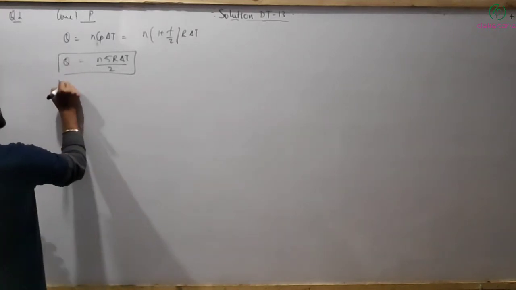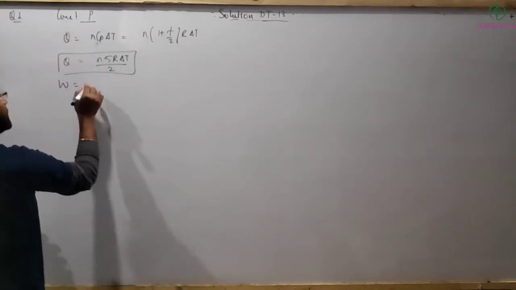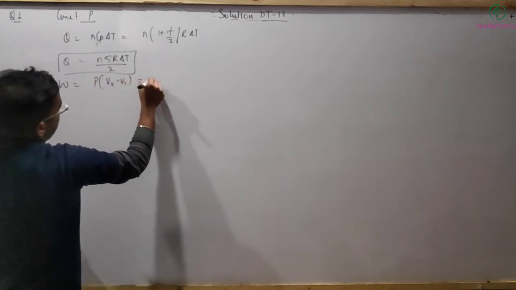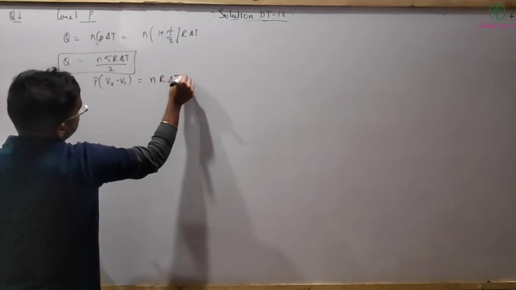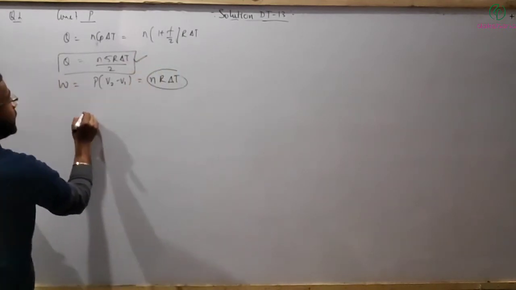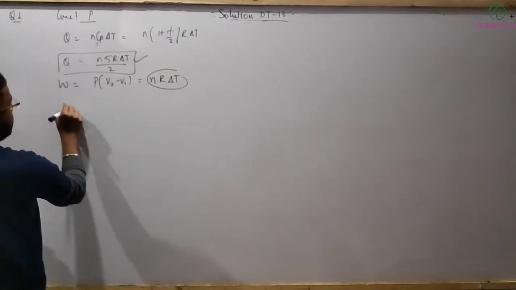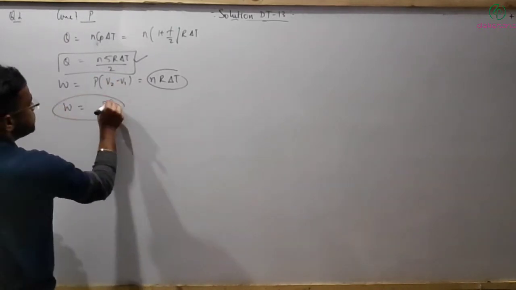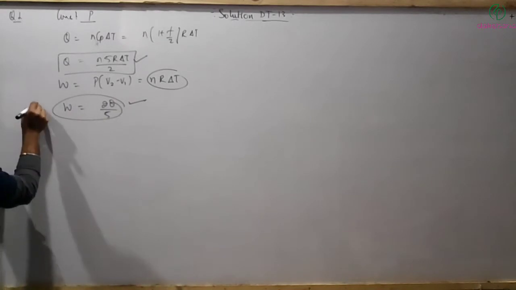So work done in constant pressure is given by P delta V, V2 minus V1, that is equal to NR delta T, and from here we can get the value of NR delta T. So W is equal to NR delta T, that is 2Q divided by 5, and this is the work done, matching with option number 3.